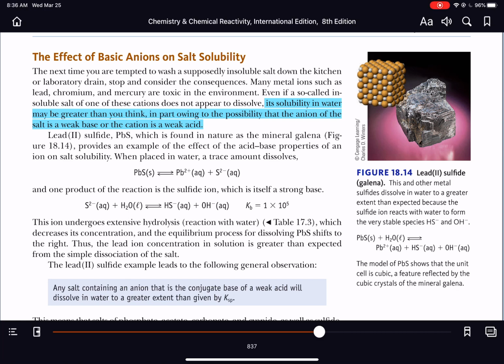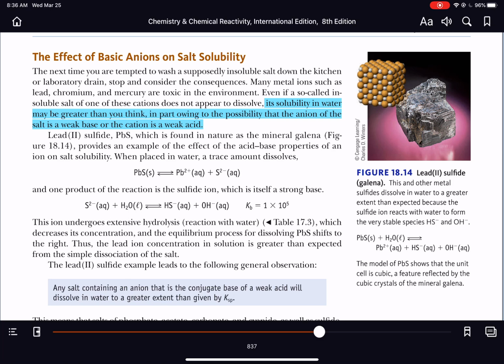And I highlighted in blue an important phrase. The solubility in water may be greater than you think, in part owing to the possibility that the anion of the salt is a weak base, or the cation is a weak acid. So anions can act as weak bases, cations can act as weak acids. And so things that you might think are safe to dump in the water because they're going to precipitate out might actually not precipitate out and stay in solution, which of course would be dangerous if people were to try to use this water for whatever reason.